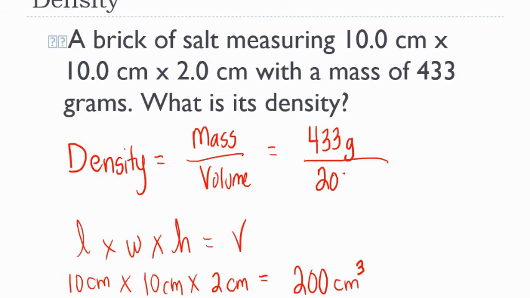I'm going to go back in and I'm going to substitute that volume measurement into my density formula. And I come out with 2.165. Now I need to attach units to this. I'm going to grab my units from over here. None of these units are going to cancel out, so my units become grams per centimeter cubed. And that is density.